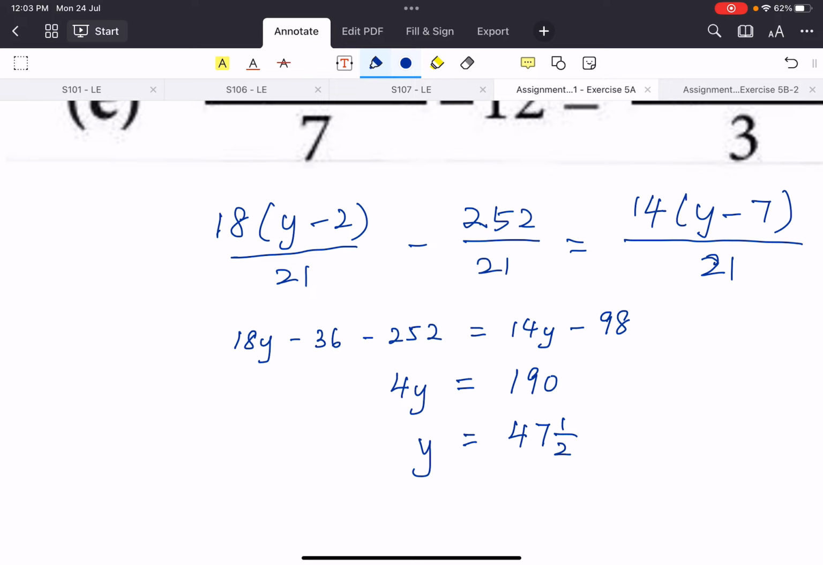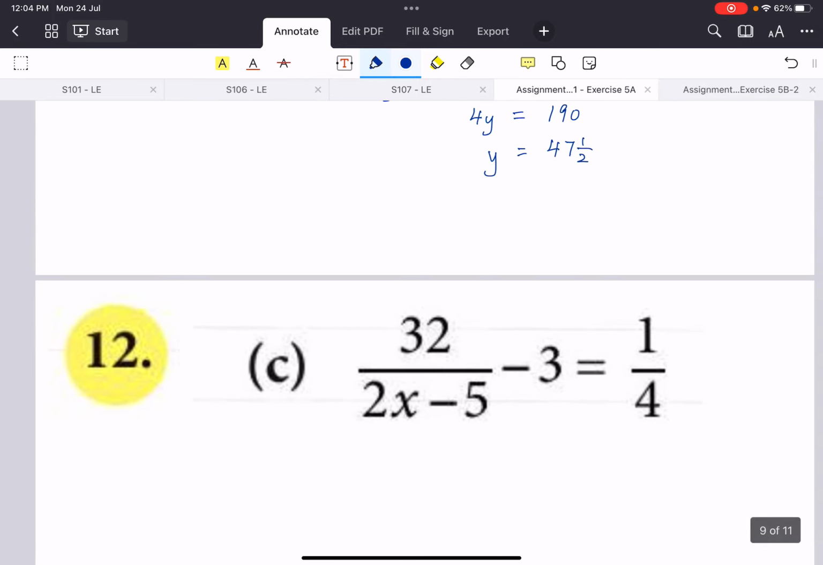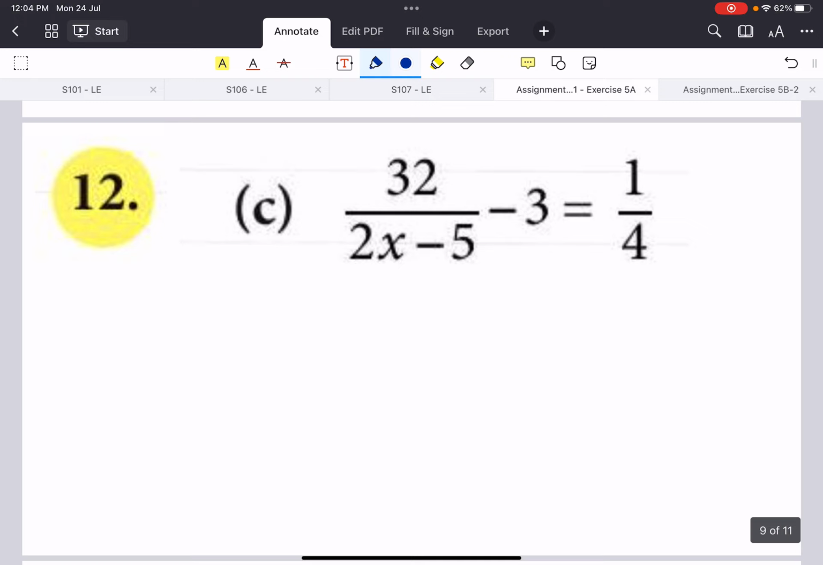All right. Okay. 2 more questions for this piece of assignment. Here, another scenario. This time round, what we can do is add 3 on both sides first to simplify things a little bit. So 32 over 2x minus 5 equals 1 quarter plus 3. That will give us 3 and 1 quarter. Writing it as an improper fraction will give us 13 over 4. Now, the improper fraction in this case is easier to handle.